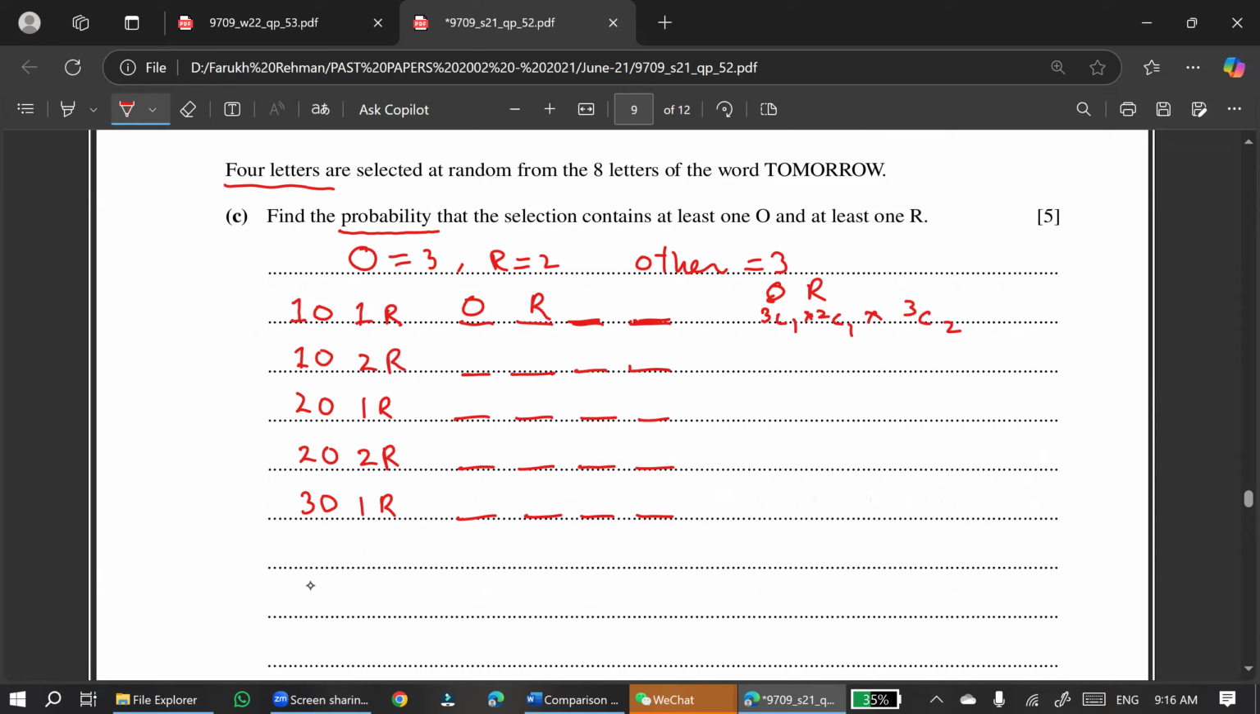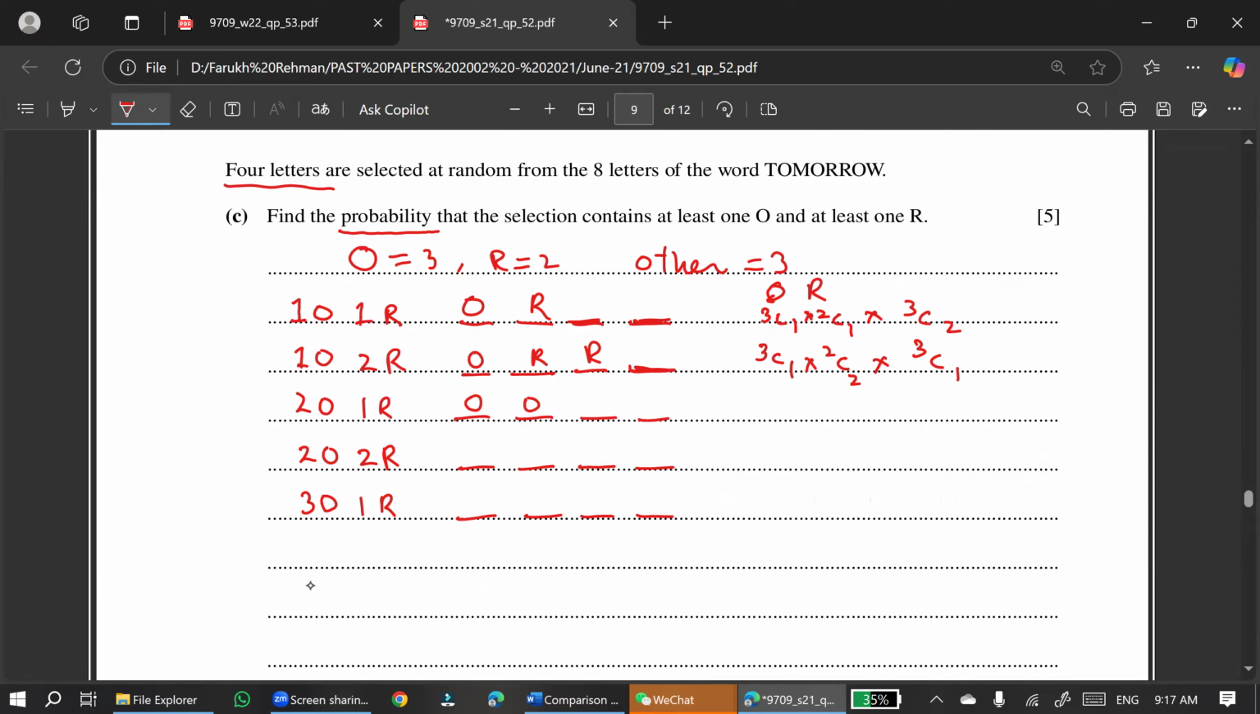Now, in the next case, 1 O: 3C1 into 2C2, for 1 O, 2 R's. Now we need one more letter. From the others, we will select one.